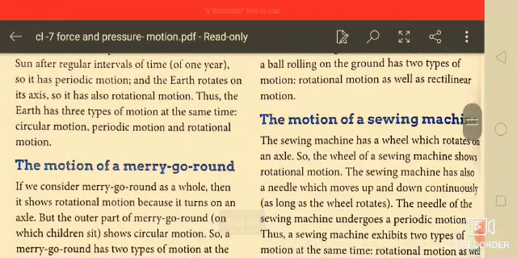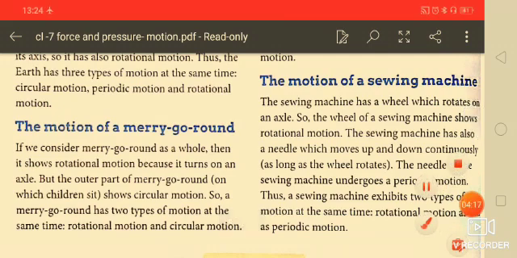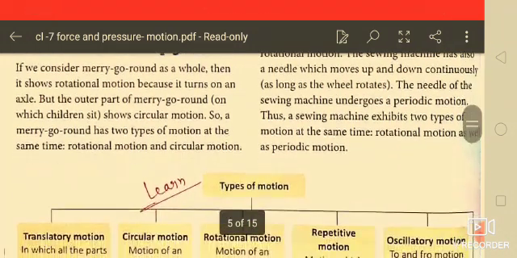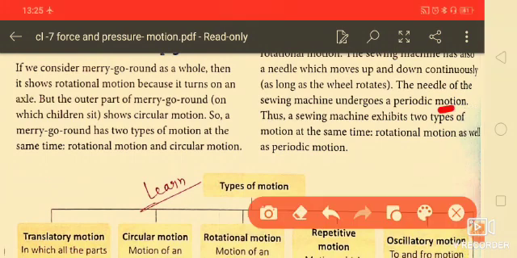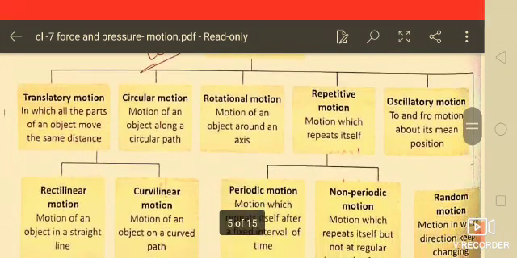Similarly, the motion of a sewing machine. The sewing machine has a wheel which rotates on an axle, so it shows rotational motion. The sewing machine also has a needle which moves up and down continuously. As long as the wheel rotates, the needle undergoes periodic motion. Thus, the sewing machine exhibits two types of motion, rotational motion as well as periodic motion.